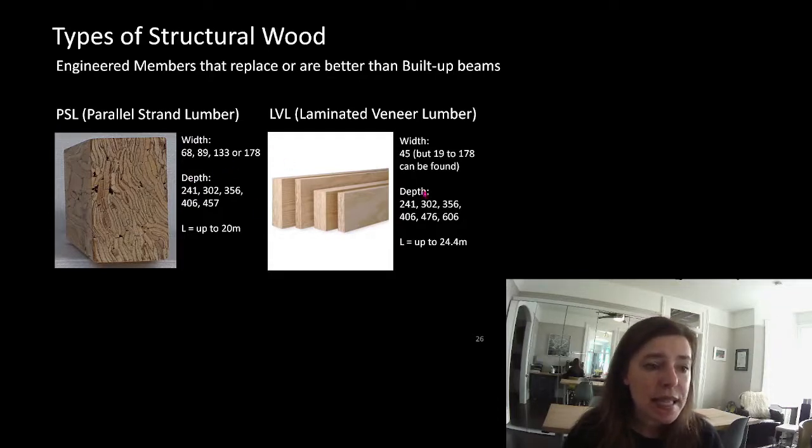Sizing guidelines, these are the depths they're available in and the widths they're available in. So I think now you can get LVL in 38 wide.